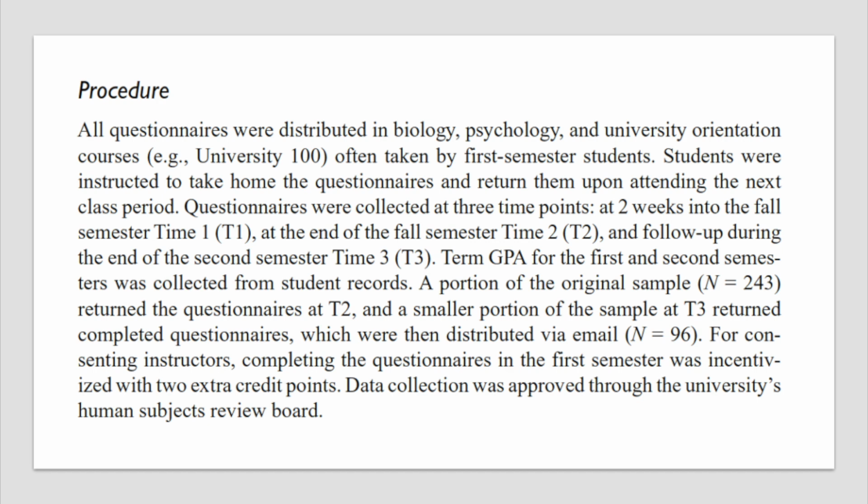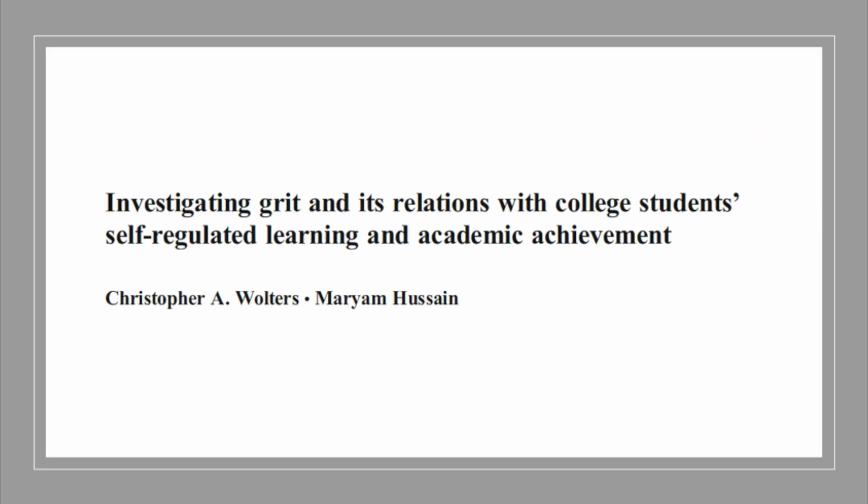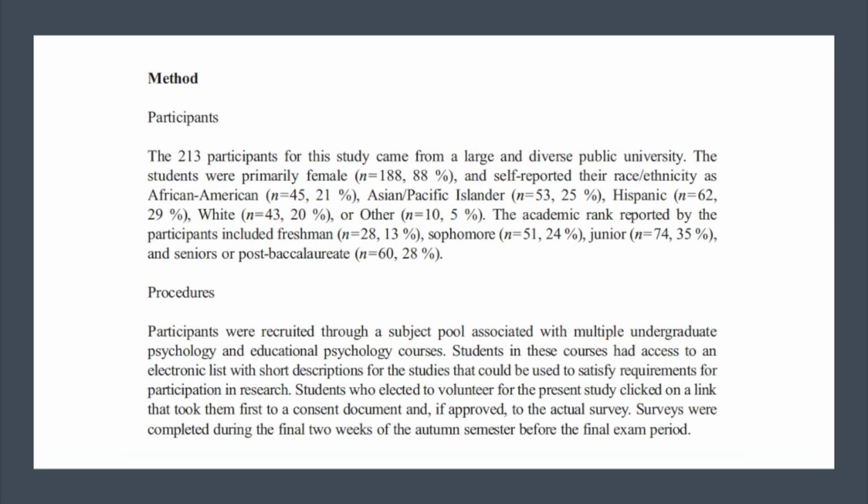Finally, Walters and Hussein's research involved investigating grit and its relations with college students' self-regulated learning and academic achievement. Their methods section includes participants and procedures. The participants were 213 students from a large and diverse public university. The researchers then provide demographic data about the participants. For the procedures, these students were recruited through their classes and they completed surveys for this research.